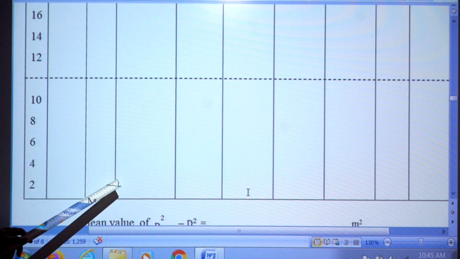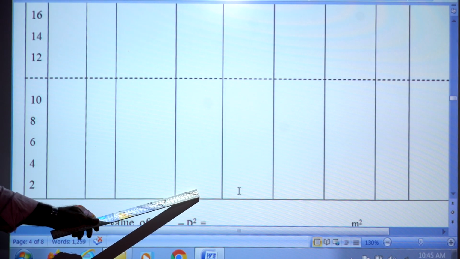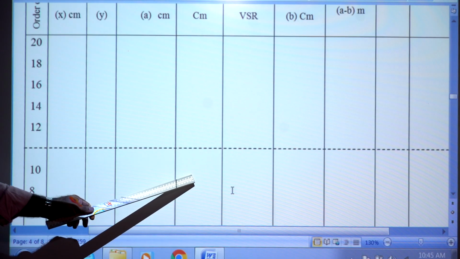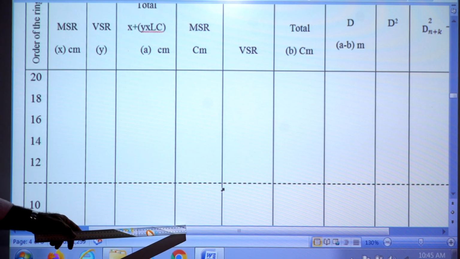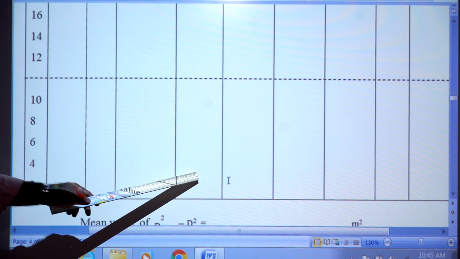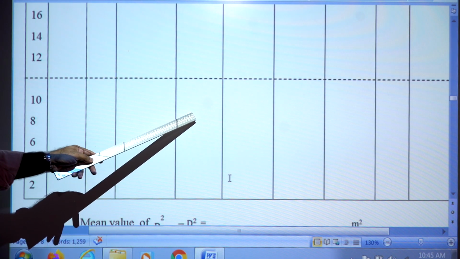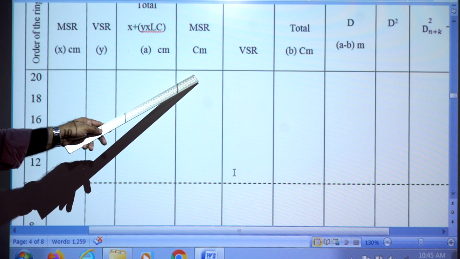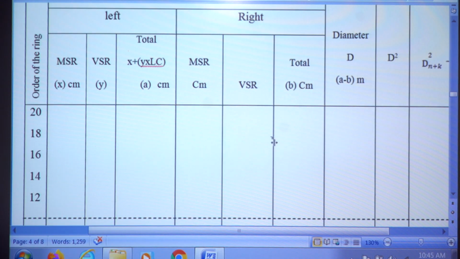Now we move to the second ring of the right side, so we start from here. For 2, we take the MSR, then the MSR reading corresponding to the 4th one, 6th one, 8th one, 10th one, up to 20 of the right side. MSR and VSR are taken, then the total is calculated, that is B. So the left side reading total is A and the right side reading total is B.